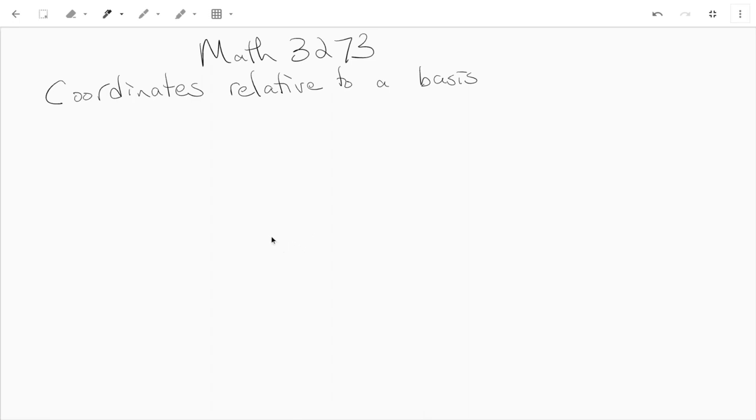Hi guys, in this video I want to just go over the definition of coordinates relative to a basis. So our setup is we have a vector space V, and B is a basis for the vector space, and it has n elements, say.